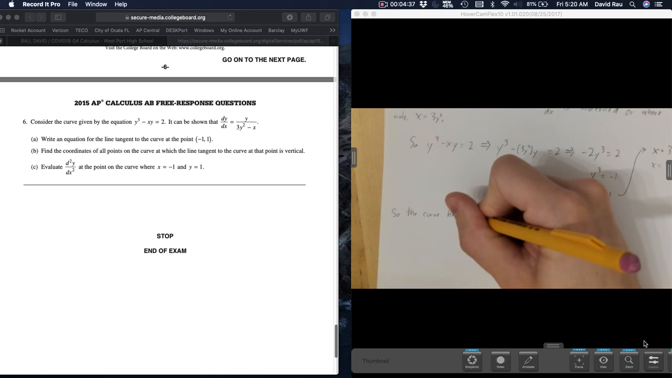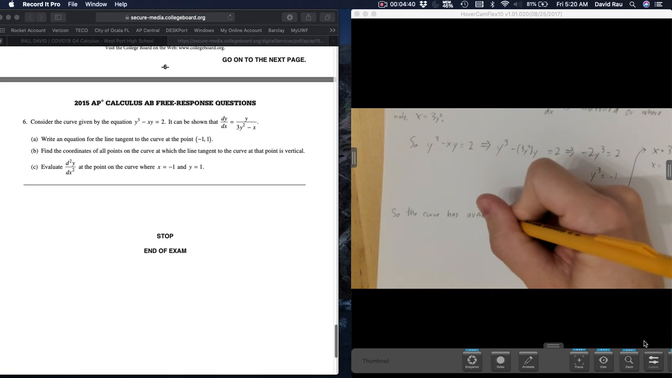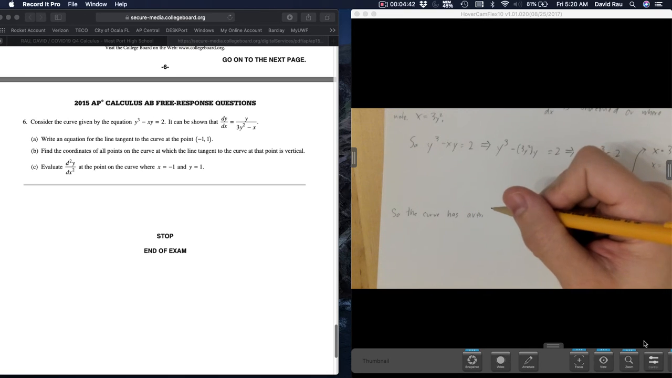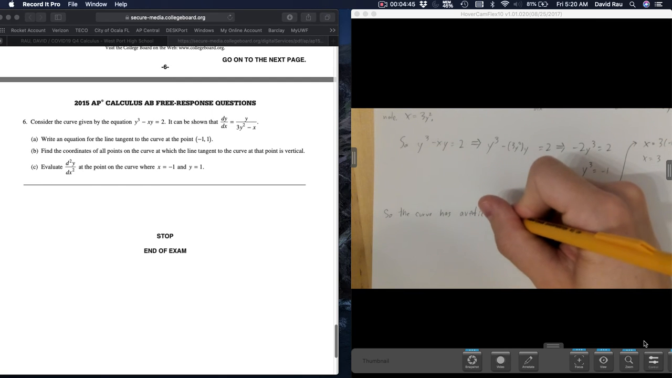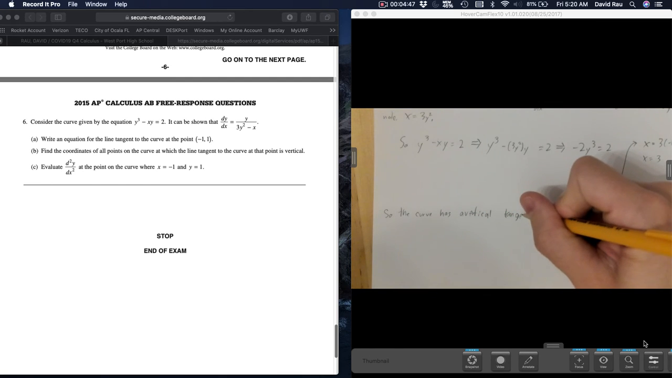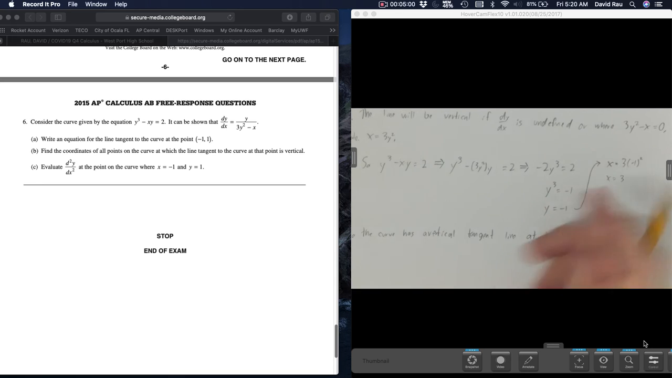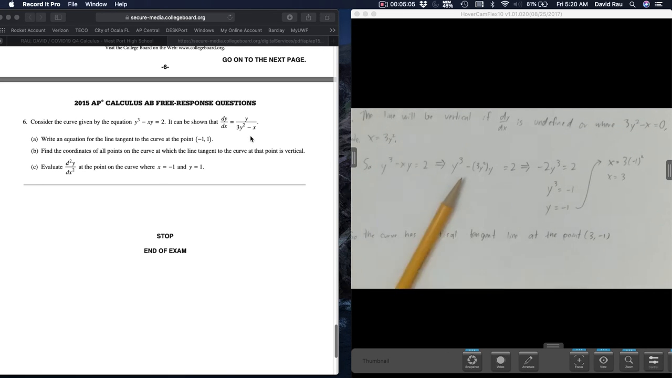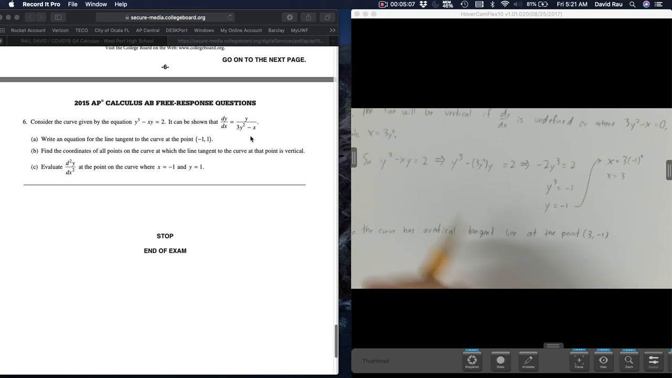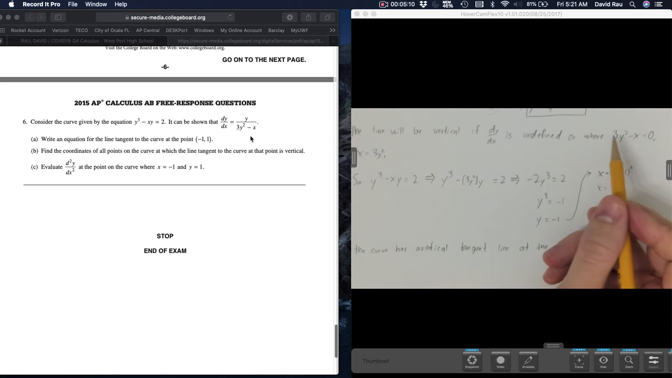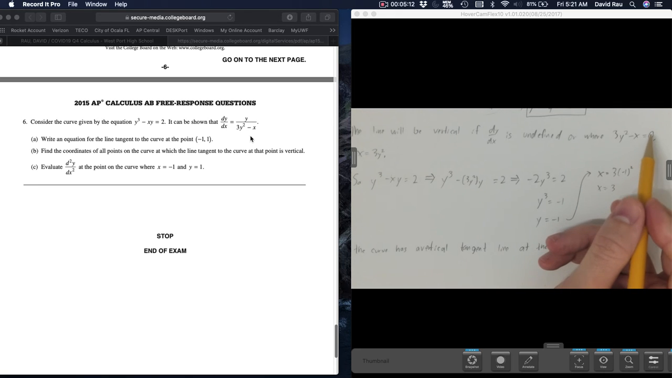Okay, so the curve has a vertical tangent line at the point (3, -1). Again, I should kind of explain what I did. I just kind of slammed through it, but you need to find first the function that would make dy/dx undefined, so where this is equal to 0.